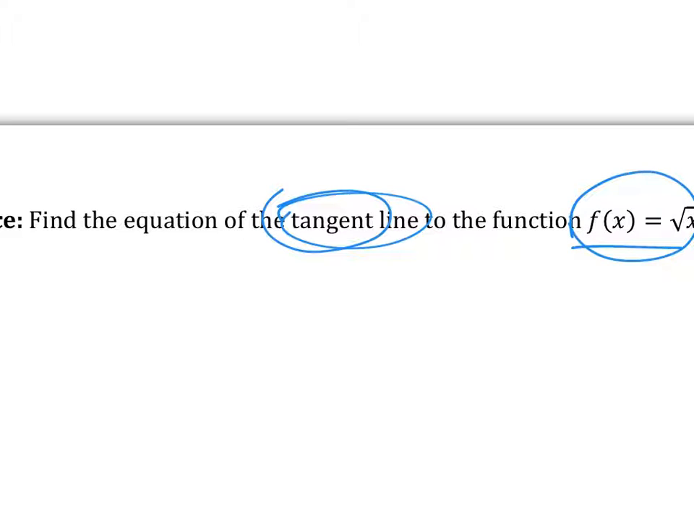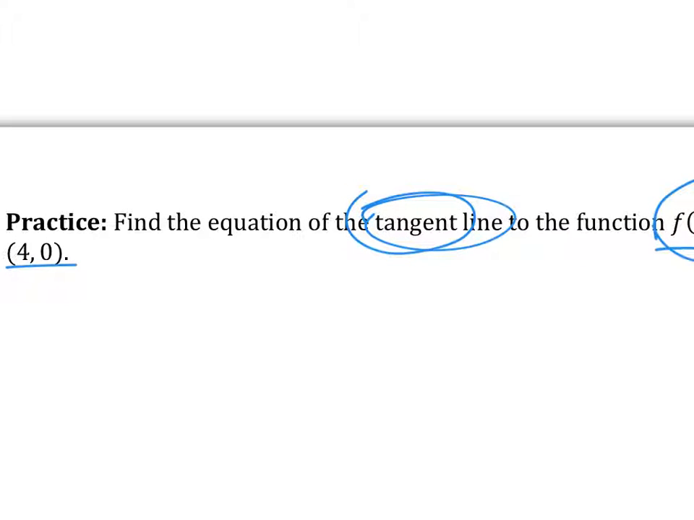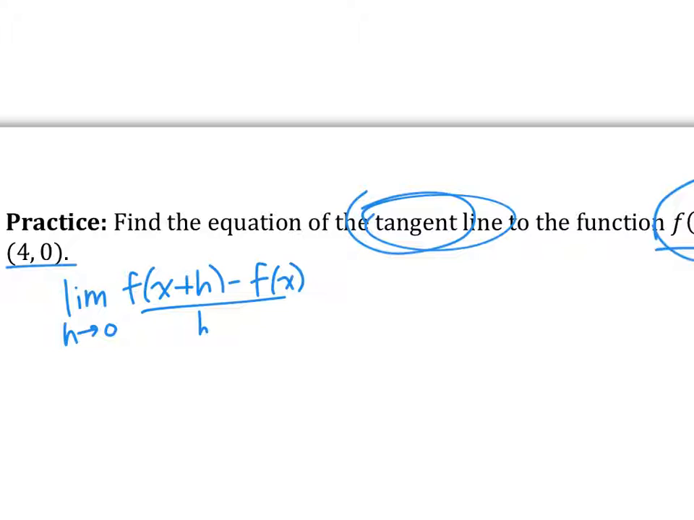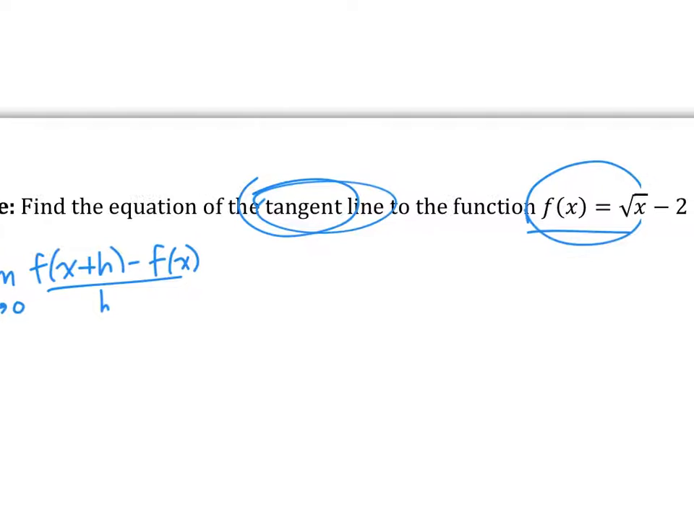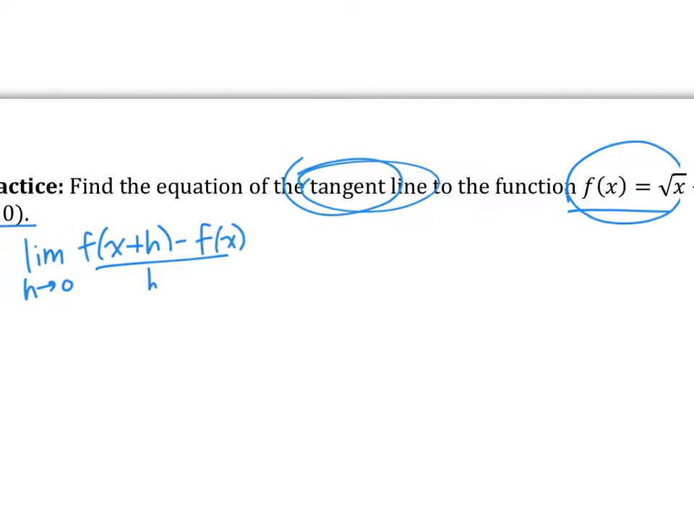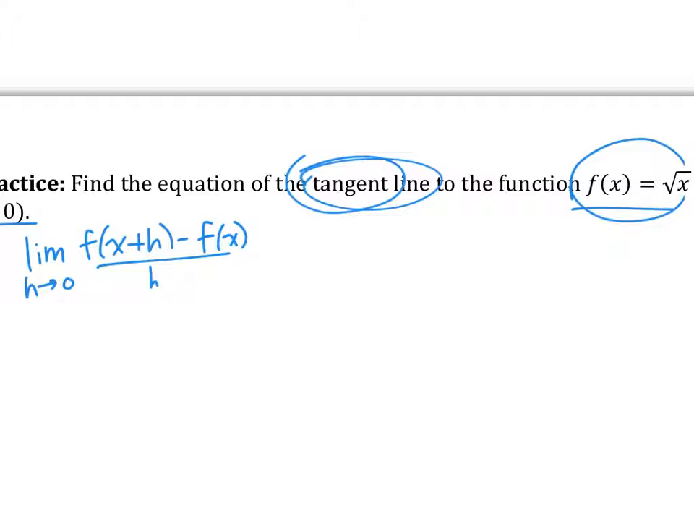Okay, and at this time, you need to always use the definition of derivative. Definition of derivative means you have to start with your limit notation. Limit as h goes to 0 of f of x plus h minus f of x over h. So this definitely will be on the quiz on Friday. You do need to start from the definition of derivative, which is this limit notation, to find the derivative. The function is square root x minus 2. So go ahead and find the derivative using the definition of derivative.